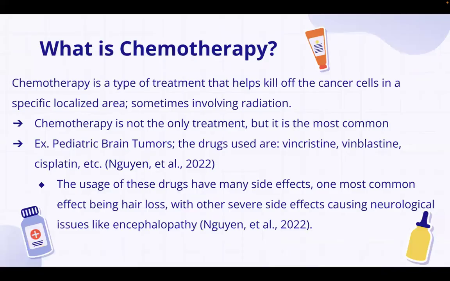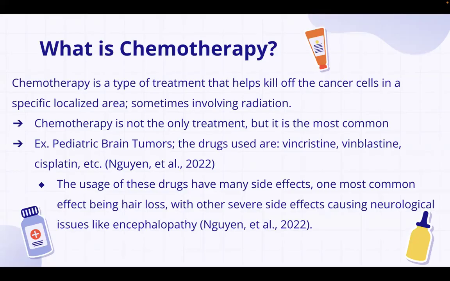So, chemotherapy is a type of treatment that helps kill off the cancer cells in specific localized areas, sometimes involving radiation. This is known as radiation therapy. So, chemotherapy is not the only treatment that is used, but it is the most common therapy that is used. One example that we see this in is within pediatric brain tumors. Some of the most common drugs that are used are vincristine, vinblastine, cisplatin, and just other drugs in general.